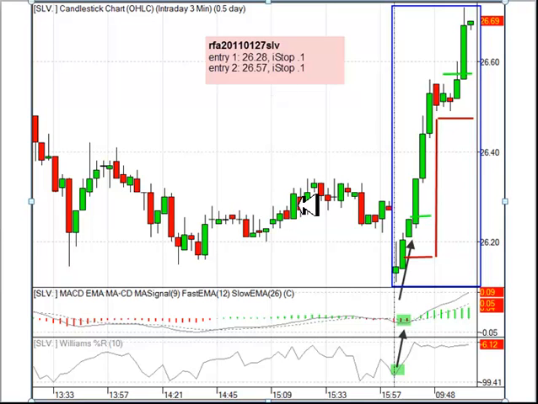Now, one of the things that has been happening, we know from the gap stat, is that 70% of the time the gaps have been reversing during the day. So if a gap's down 70% of the time, it was going to close lower. And this was one of those cases where we had a gap down and then immediately started to take off.